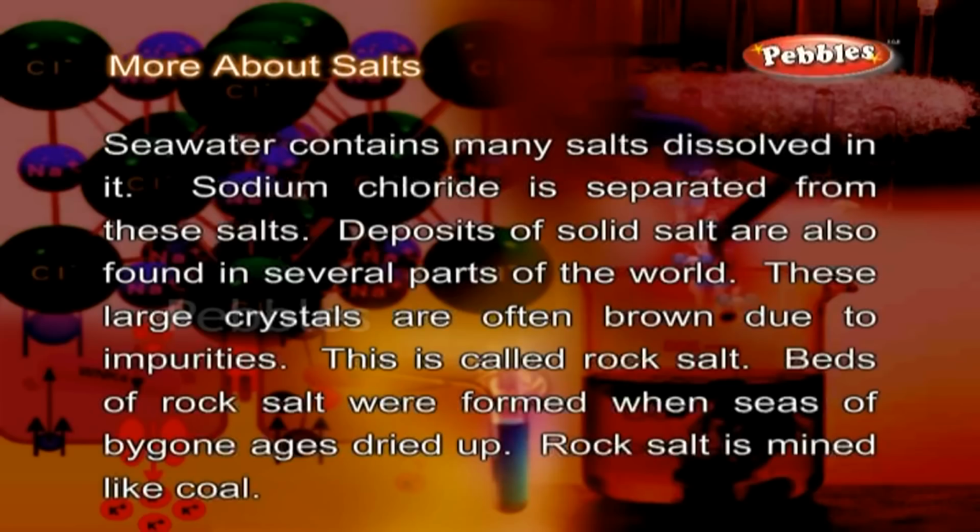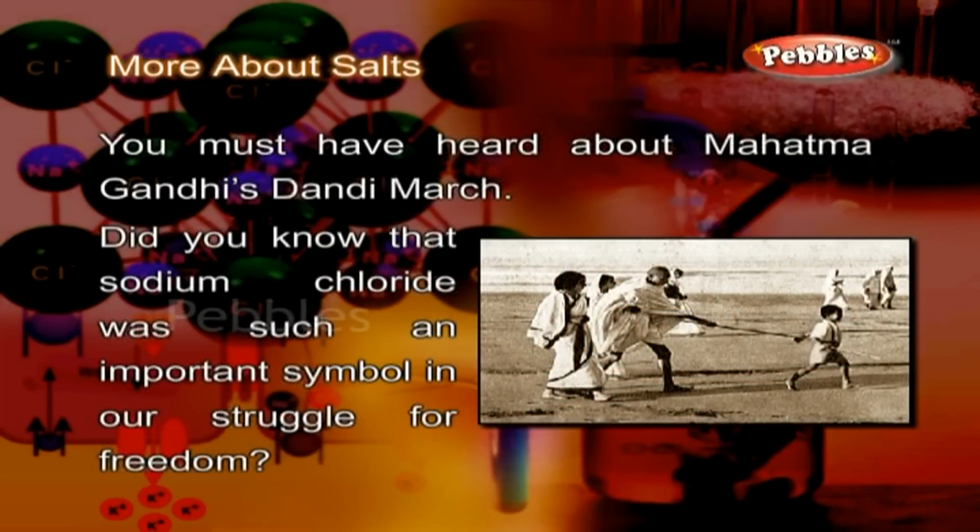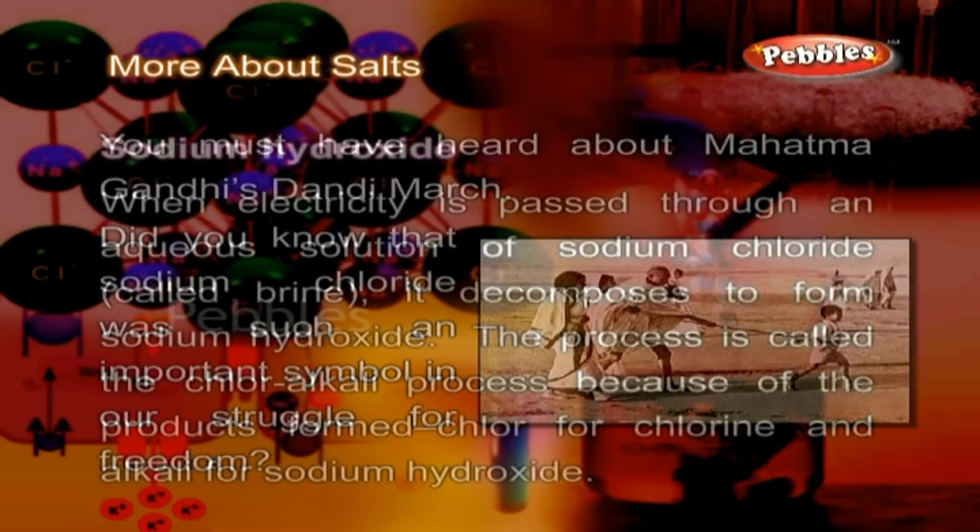Deposits of solid salt are also found in several parts of the world. These large crystals are often brown due to impurities. This is called rock salt. Beds of rock salt were formed when seas of bygone ages dried up. Rock salt is mined like coal. You must have heard about Mahatma Gandhi's Dandi March. Did you know that sodium chloride was such an important symbol in our struggle for freedom?